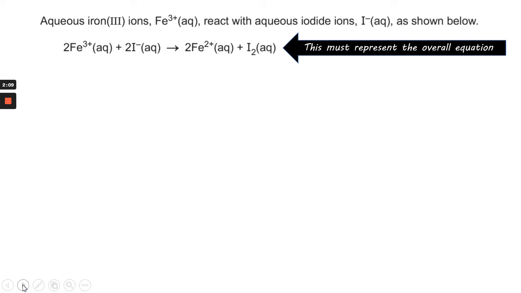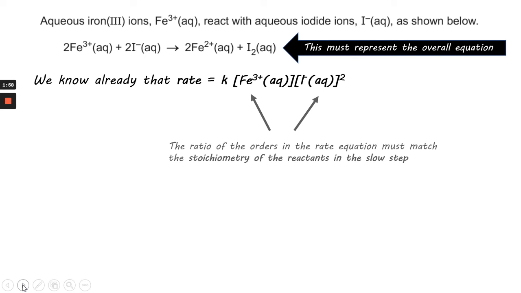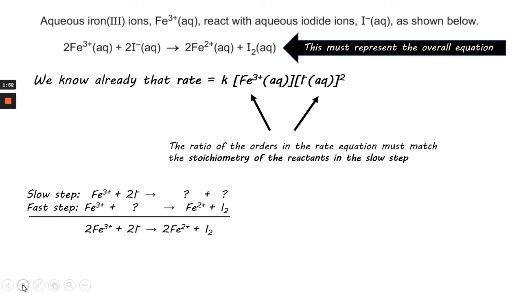Right, first of all, the overall equation must be represented by both of the steps, a fast step and a slow step. We know that the rate equation carries a certain ratio of orders, and that ratio of orders will match the stoichiometry or mole ratio of reactants in the slow step. So therefore we have 1 Fe3+ and 2 iodides in the slow step.